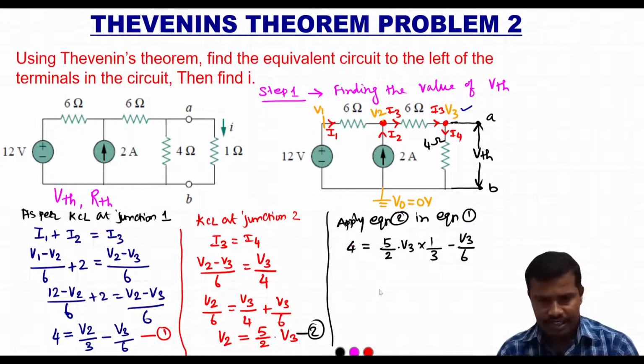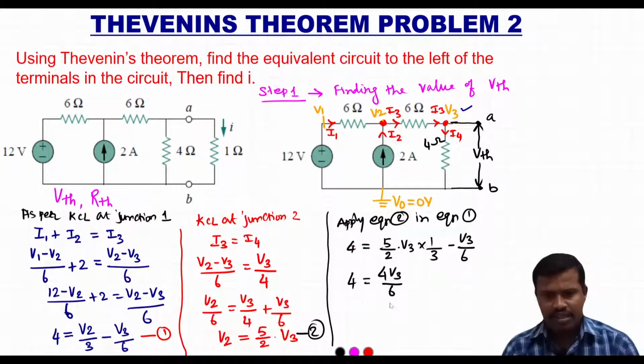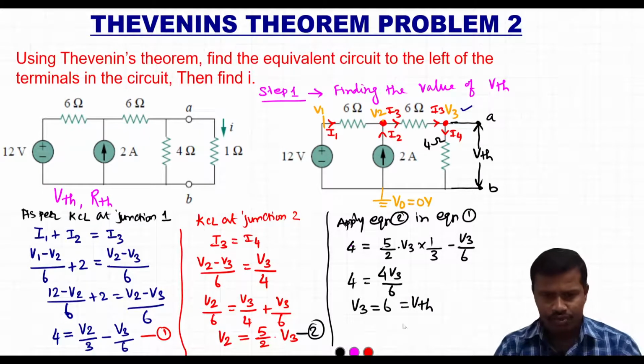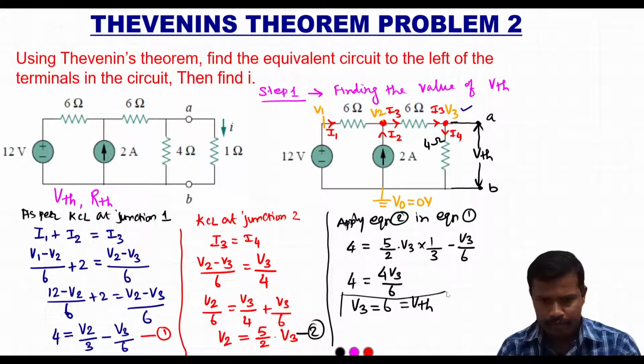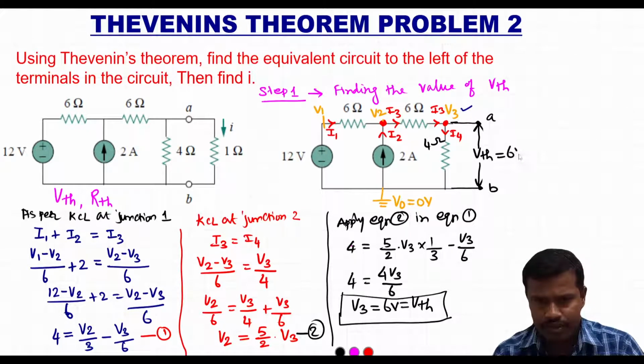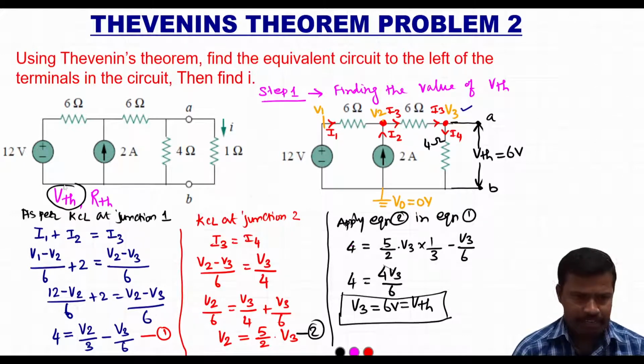On simplification, the equation will become 5 V3 by 6 minus V3 by 6, which is 4 V3 by 6. Then the value of V3 is equal to 6, which is equal to VTH. So we can write the Thevenin's voltage is equal to 6 volt, VTH is equal to 6 volt. Now we have found one parameter.